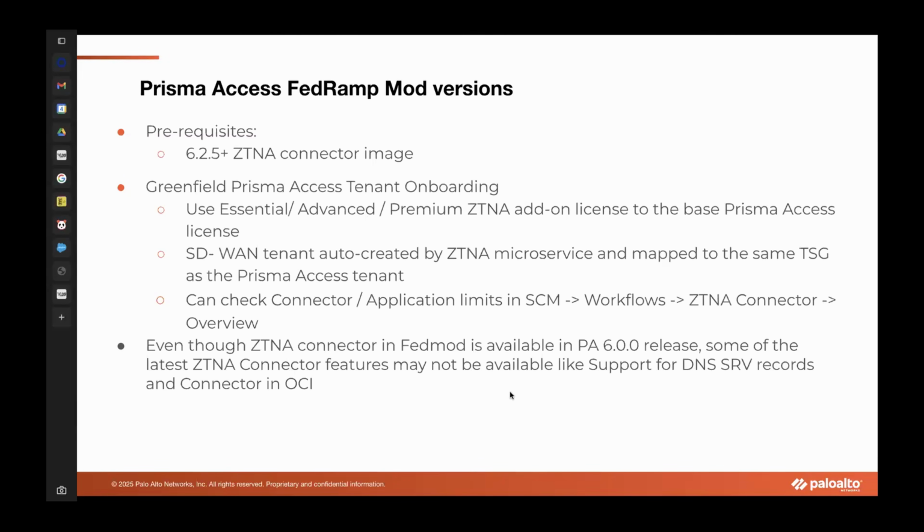And the FedRamp mod basically has all the features which are there for a commercial environment. So ZTNA connector will support all the features which are there for a commercial environment. But the only catch is that ZTNA connector in FedMod, even though it's available in Prisma Access 6.0.0 release, some of the latest ZTNA connector features like DNS SRV and connector on OCI are not available as of today, but we will be working on making it available for the FedRamp mod as well. But all the other features will be accessible through the ZTNA connector FedRamp mod version.